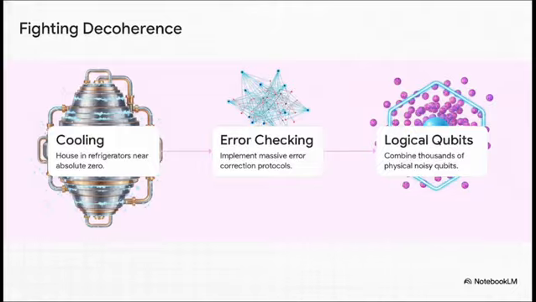Let's look at how we tackle this, because to fight this decoherence, scientists have to go to excruciating engineering lengths. Step 1, you have to house these qubits inside massive dilution refrigerators. We're talking cool to fractions of a degree above absolute zero. These environments are literally colder than deep space. Step 2, because errors still happen constantly even in that extreme cold, you have to implement massive quantum error correction protocols. And step 3, all this overhead means you need to combine thousands of physical, noisy qubits just to construct a single, stable, error-corrected, logical qubit that you can actually trust.